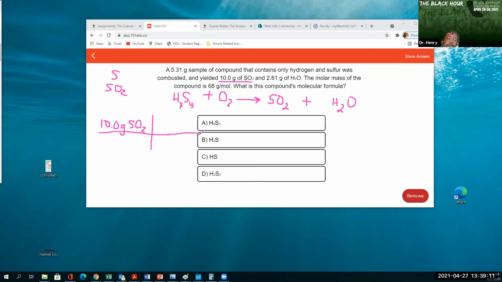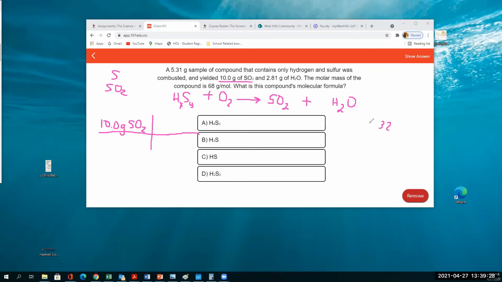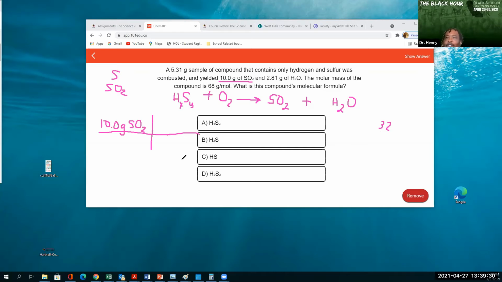Okay, so what is the molar mass of sulfur dioxide? Sulfur is 32. Together, 64. Okay, so altogether it's 64 grams of sulfur dioxide for 1 mole.